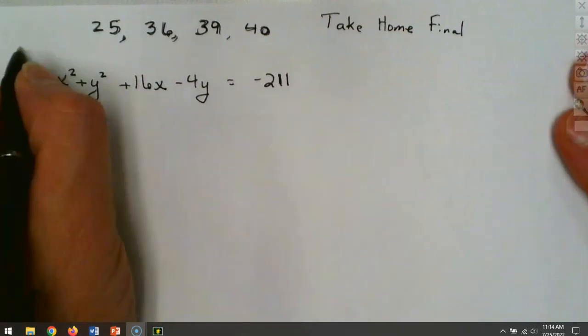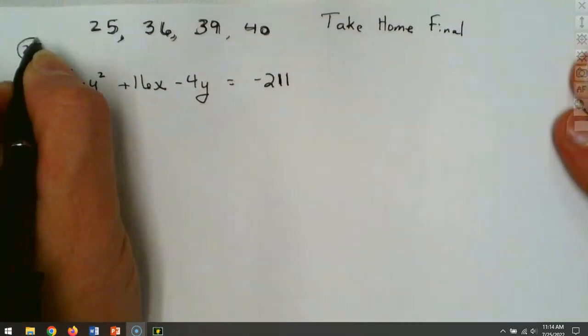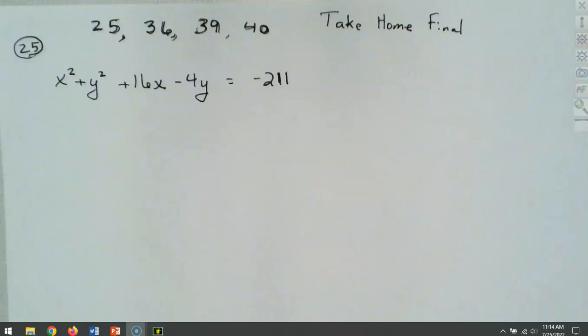This is question 25, and this is on your take-home final. I'm not going to work it out completely, but I will get it about halfway done for you. The first thing we always do with these circles is move the number that doesn't have an x or y to the right-hand side. Only on the left-hand side is the x and the y part.